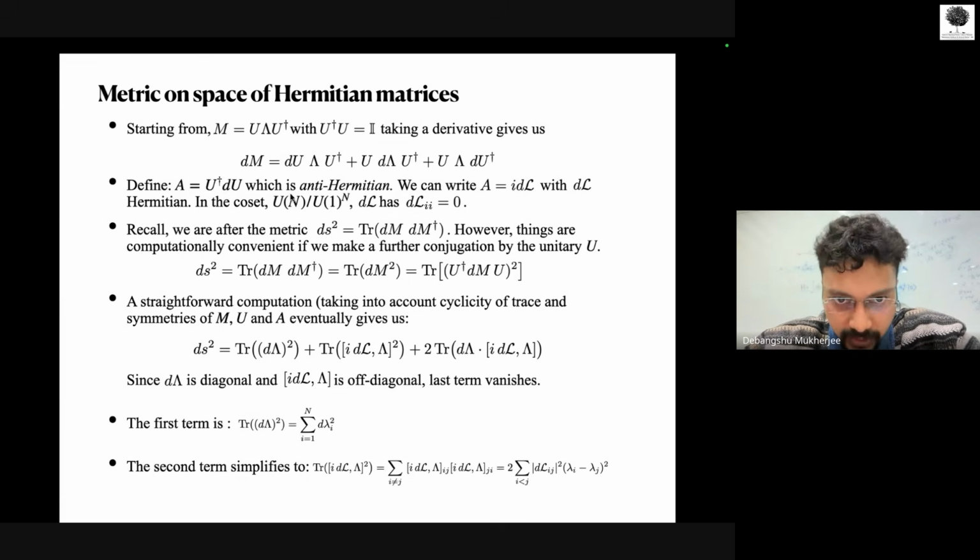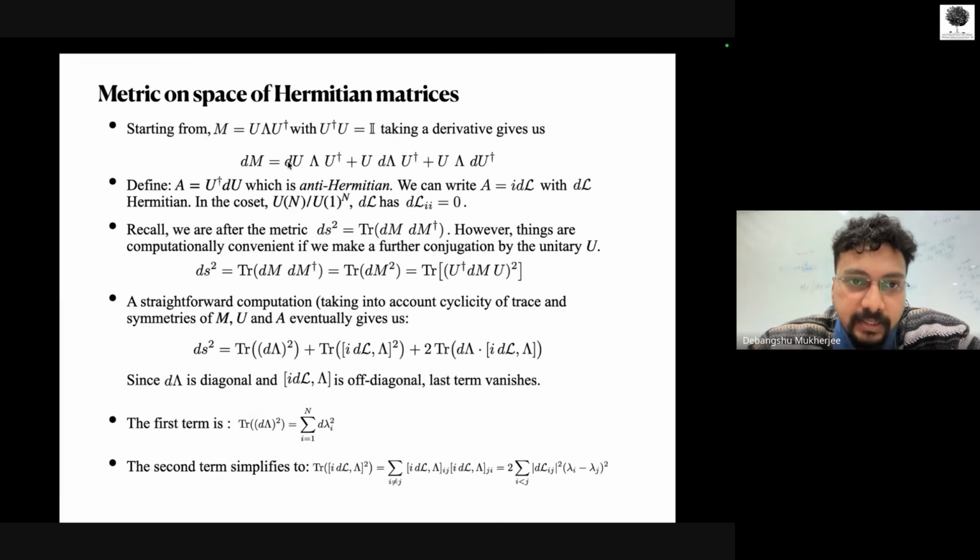Now, in this coset that we just spoke about, where there was this ambiguity, because A is an anti-Hermitian matrix, the diagonal elements of script L have to vanish. So L is Hermitian, but a special kind of Hermitian. Remember, we are after this metric, which is this trace invariant form of dM dagger dM.